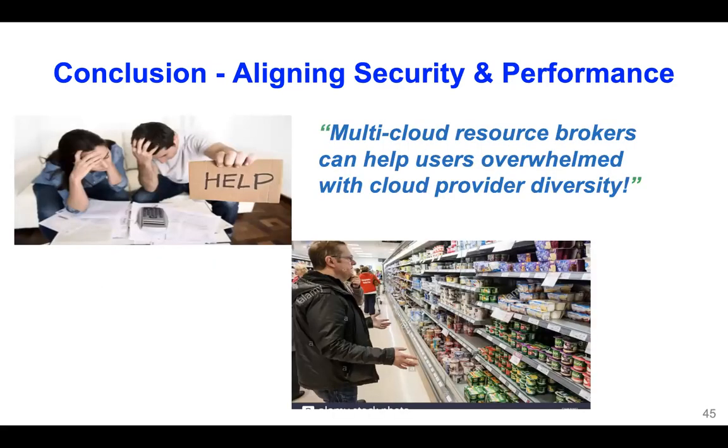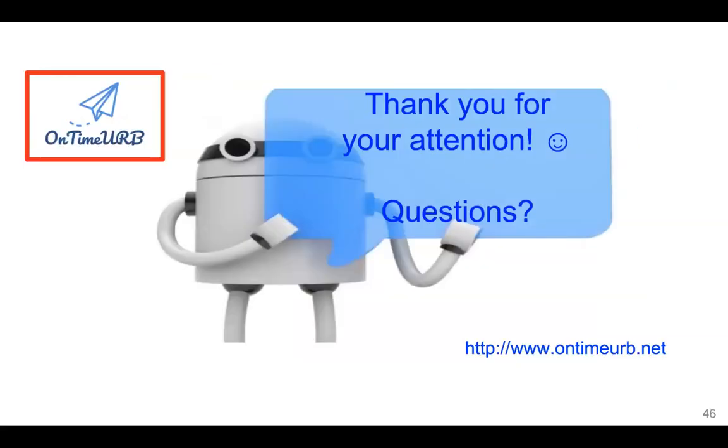And so a nice way to conclude, we're overwhelmed with the choice today of cloud providers, and we have complex science problems to solve, and we don't have time to figure out all the security performance requirements and manually do these things. And so if we can build effective multi-cloud resource brokers, we can help users overcome this overwhelming problem of cloud provider diversity. So with that, I conclude my slides, and if people have questions, I'm happy to answer.